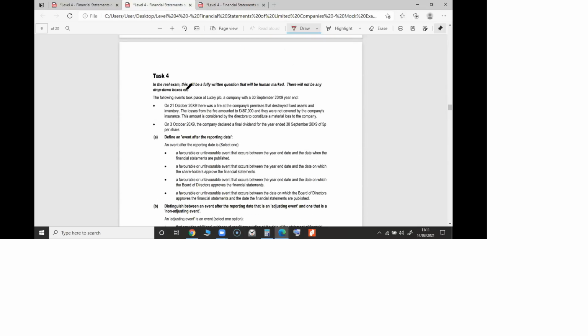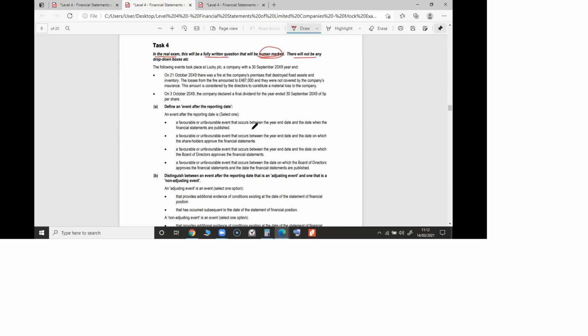And look at question 4 now, because 3 and 4, both of these are theoretical questions. So you need to write it down in full. If they're saying it here, in the real exam, it will be fully written, and will be human marked. One of the teachers will mark it. There will not be any drop-down boxes. That's great. But what is the question? The question is: define event after the reporting period.